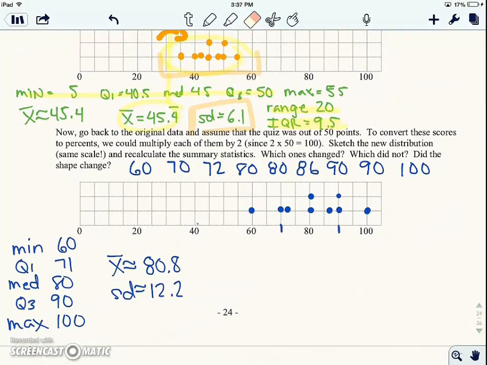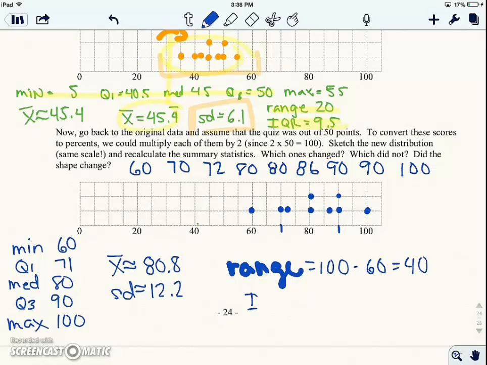Okay? Instead of having a range of 20, our new range is from 100 minus 60, or 40. It's twice as big. Similarly, our IQR is twice as big. The average is also twice as big, as well as the standard deviation. So the bottom line there is when you add and subtract, everything changes except for the measures of spread: standard deviation, range, and IQR. But if you multiply or divide every data point, everything changes.